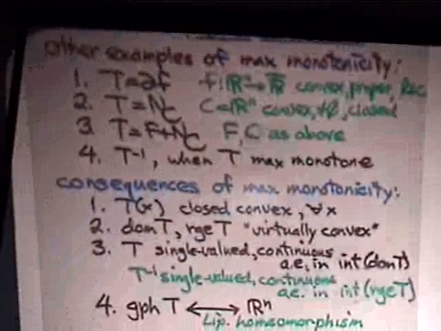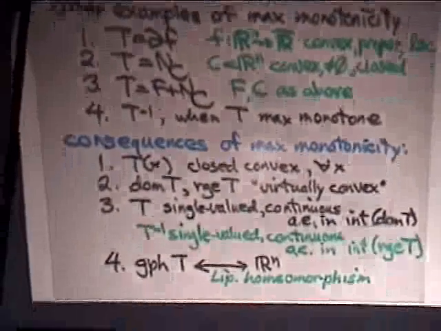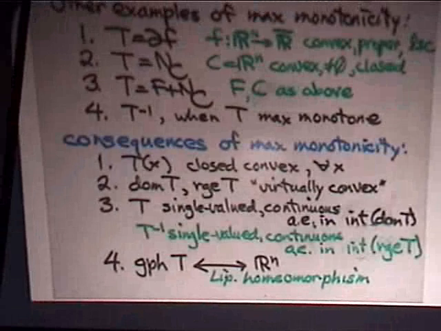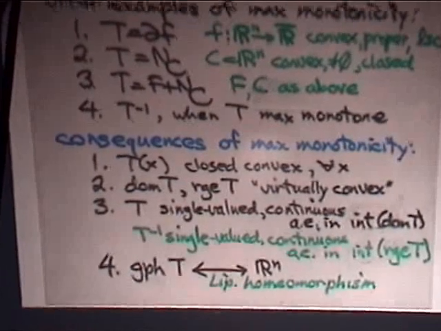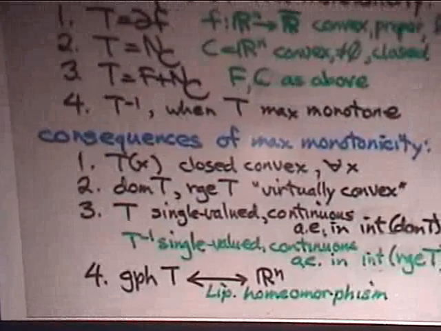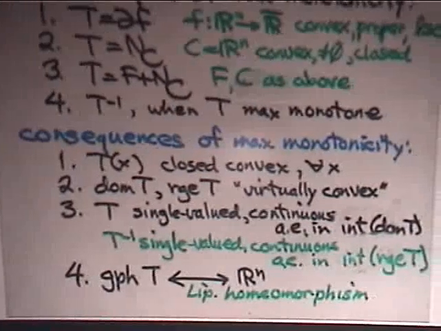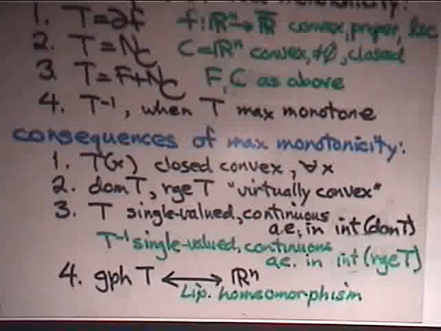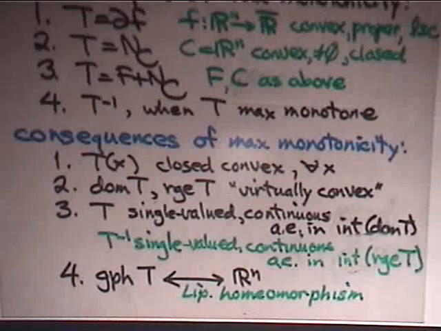The image sets are always convex. Their effective domains and ranges are virtually convex. Only some boundary points might be missing. They are single-valued and continuous almost everywhere in the interior of the domain. Many such things. And their graphs are, in fact, homeomorphic in a Lipschitzian manner to Rn. So they correspond to something like the picture we saw.